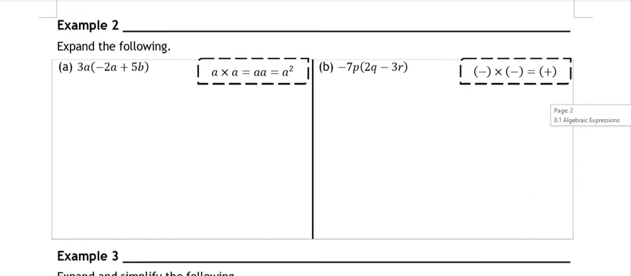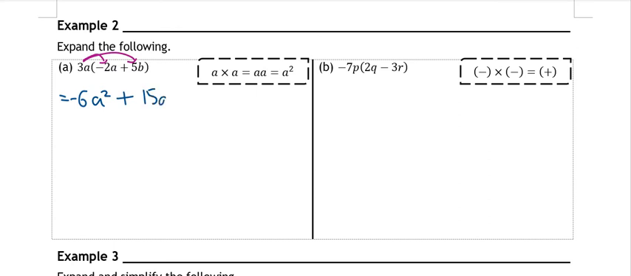Example number 2, expand also the following. Here 3a times negative 2a, and then 3a times 5b. So here you will have, I forgot the negative, negative 6aa. Here I have done the side note: aa means a squared, right? And then the next one will be 3a times positive 5b. So you will have positive 3 times 5 is 15, and a times b. So there you have it for this part.